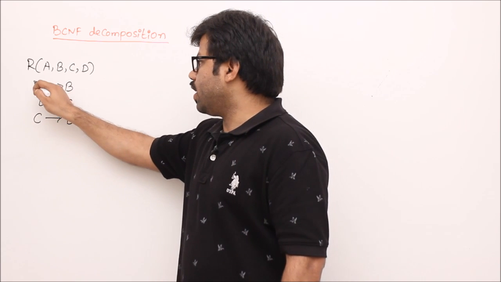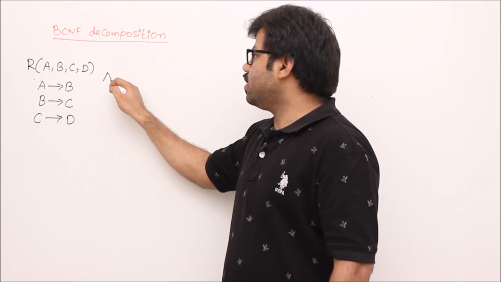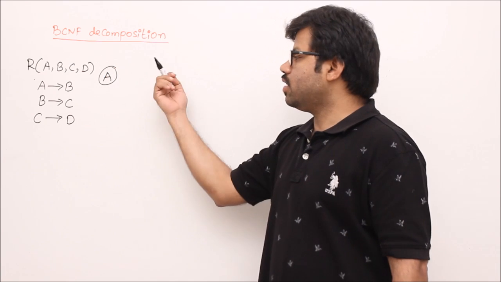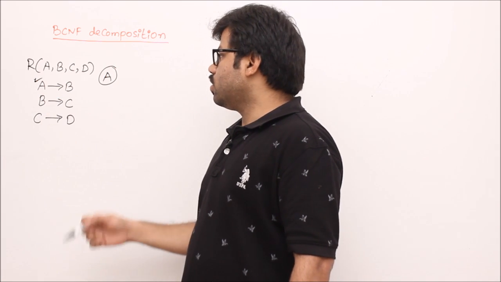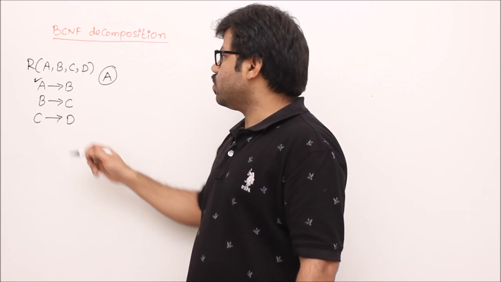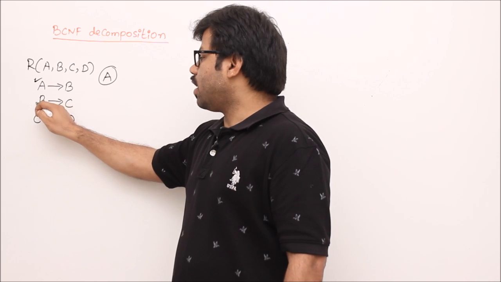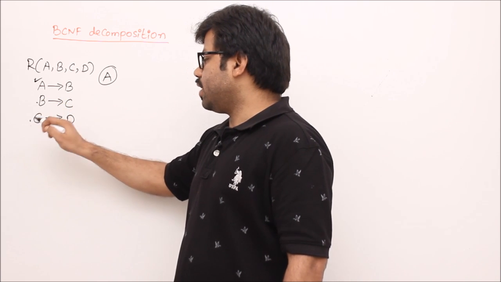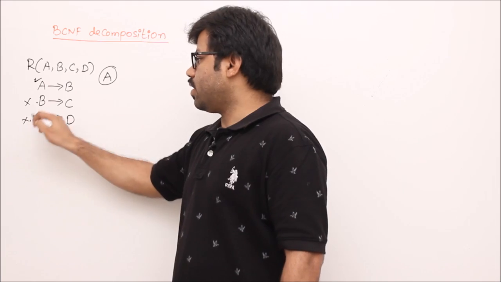Left side should be a super key. So in this table, A is actually the candidate key. So A is a super key. A closure is ABCD. No problem. B is not a super key and C is not a super key. That's why these two are BCNF errors.